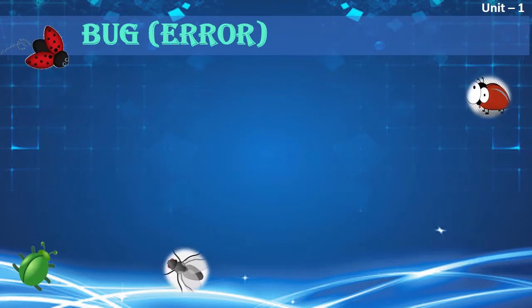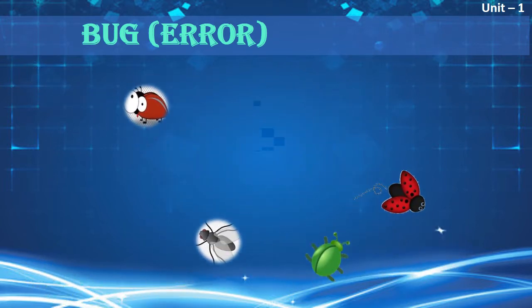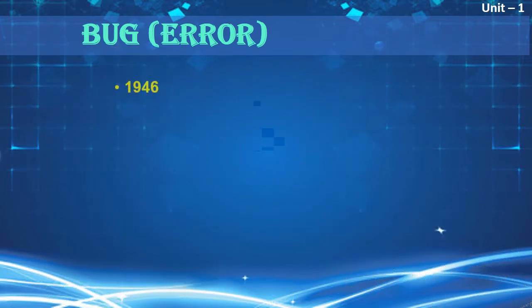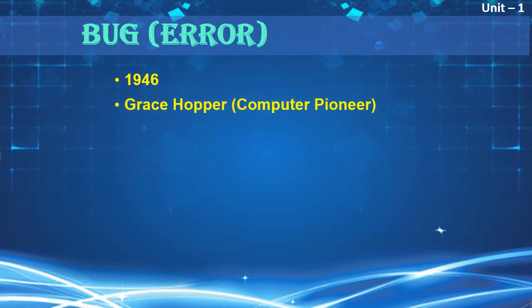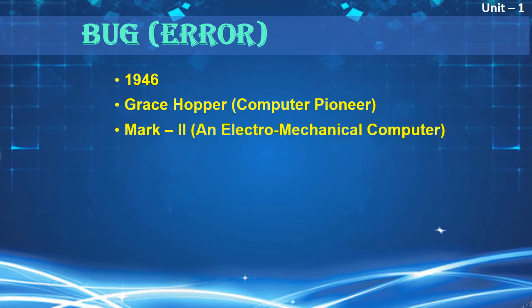Oh, don't be scared. Actually, it happened in 1946 when Grace Hopper, a computer pioneer, was working on Mark II with her team. Remember that Mark II was a very huge computer and it was electromechanical. The computer suddenly came to a halt, and when found, it was a moth stuck inside the system, and its removal made the system functioning again. But since then, any glitch or error in the program or system is named as bug.